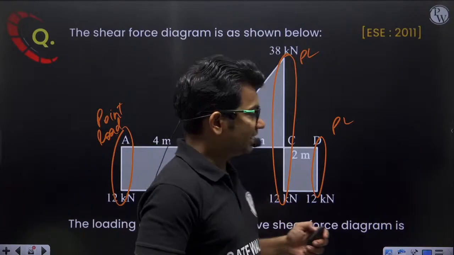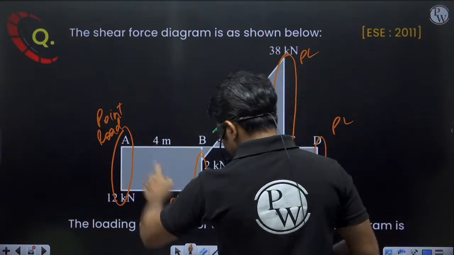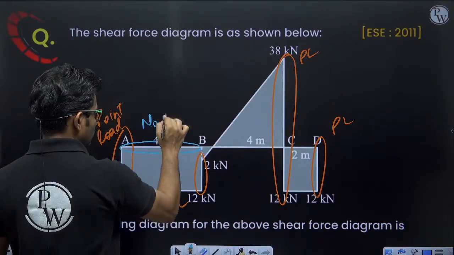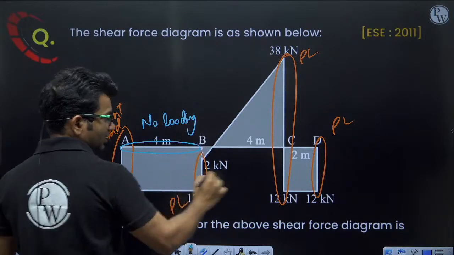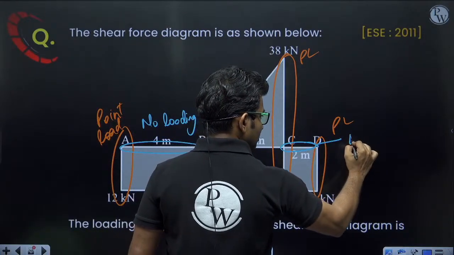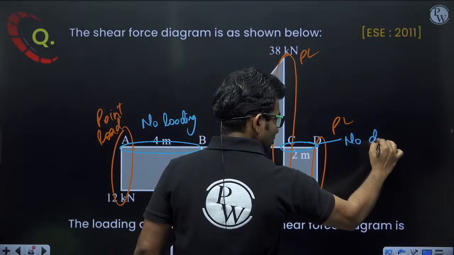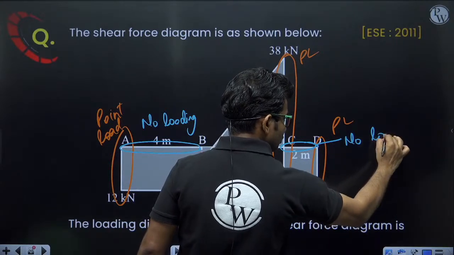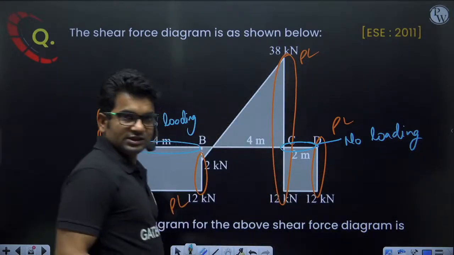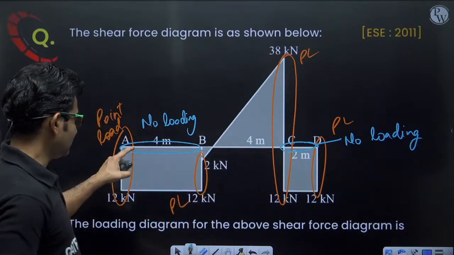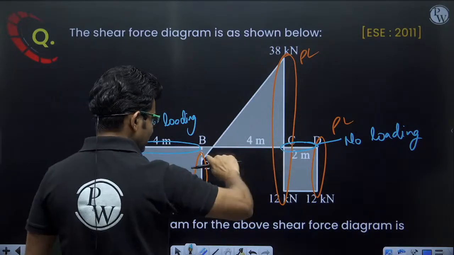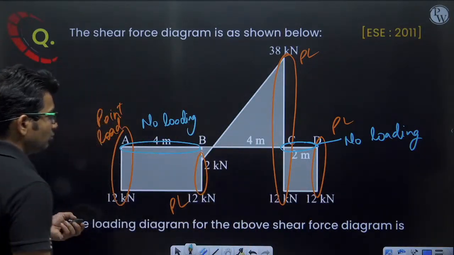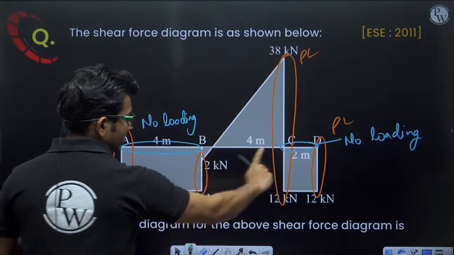Now, next part: no loading in this part. Here the shear force is constant, no? When shear force is constant, there is no transverse load. So shear force constant means there is no transverse load. In this portion, shear force is changing. Let us first reject one or two more. There is no loading in AB and no loading in CD.